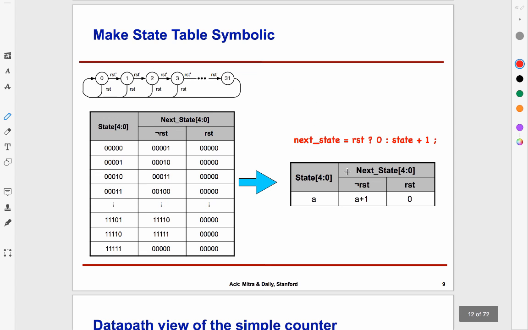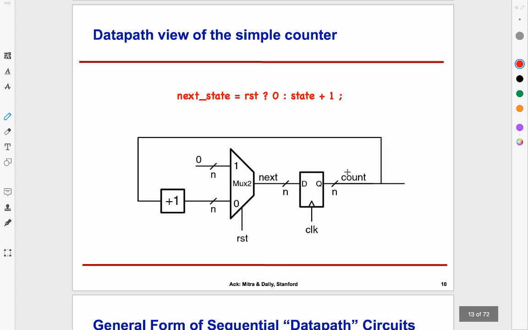So I could then write this thing. What this lends itself to is to write a state table which is kind of symbolic in nature. So I basically say if the current state is A, then the next state is either A plus 1 or 0. And now, given that expression, I can draw my circuit relatively straightforwardly.